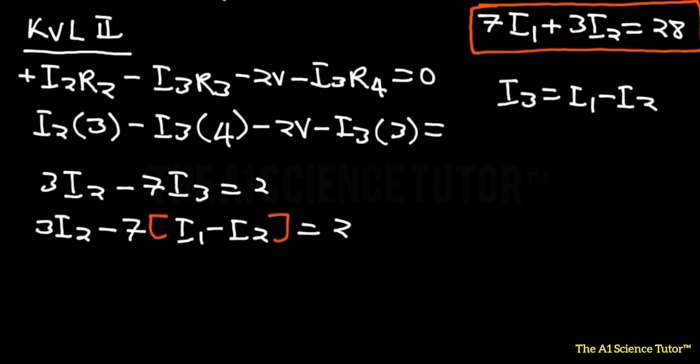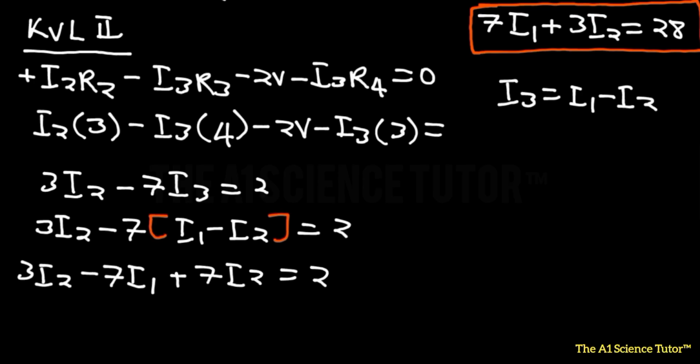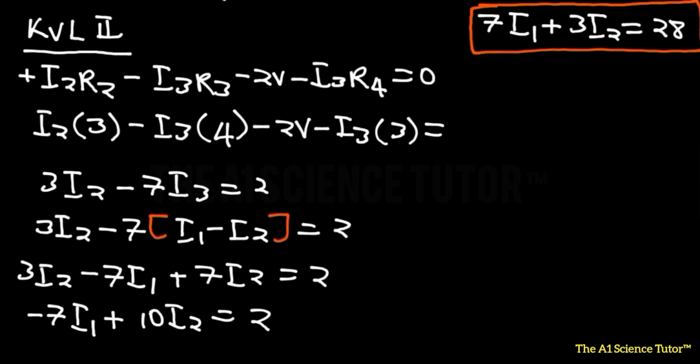So let me take negative 7 and I'll open the bracket with it. So this will be minus 7I1. Here I'm going to have plus 7I2. And this will be equal to 2. Now from here we have 3I2 plus 7I2. That's going to give us 10I2. Well, we have negative 7I1 here, so I'm really just going to write it first. Plus 10I2. This is equal to 2. So that really is going to be the second equation. This is minus 7I1 plus 10I2. This is equal to 2.